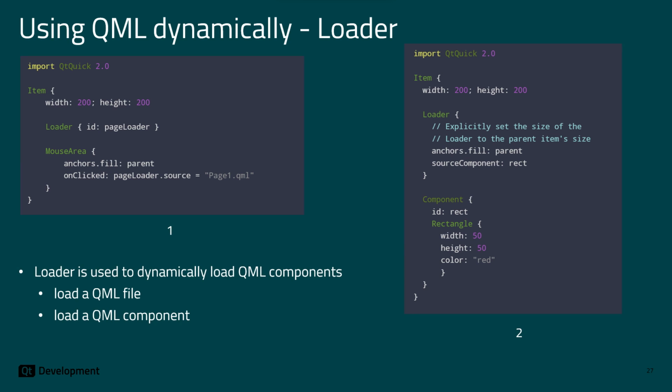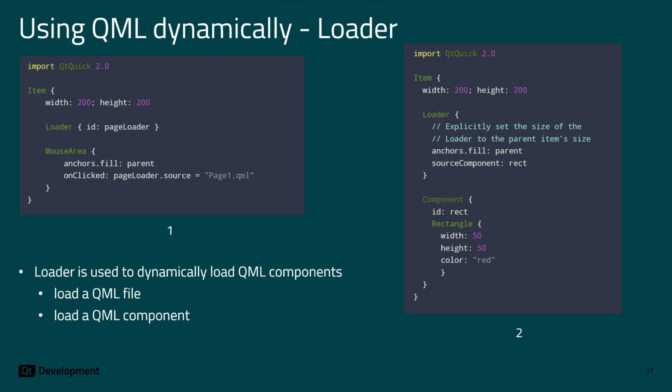A loader item with the ID page loader is created. The mouse area will fill its parent, and clicking on it will set the page loader source property to page1.qml and trigger the loading of that QML file.